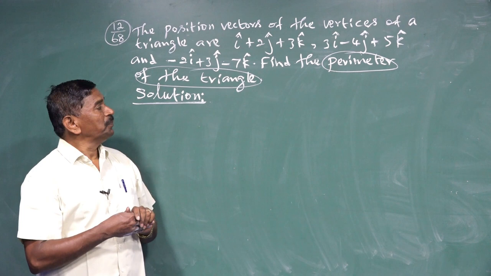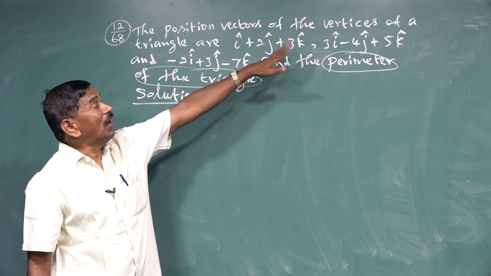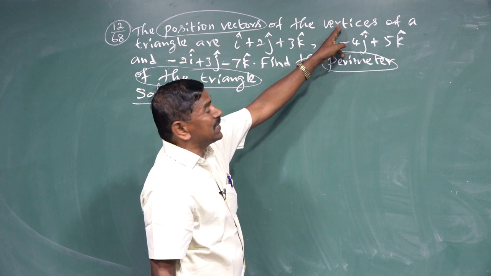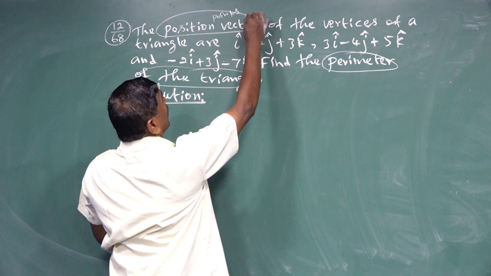Before that, the position vectors of the vertices of a triangle. Here, position vectors means what? Points. Position vectors means points. That is, here the position vectors of the vertices are given. That is the idea: the vertices' points are given.